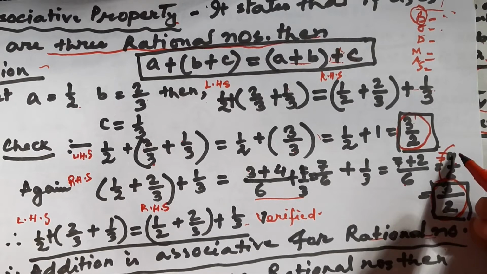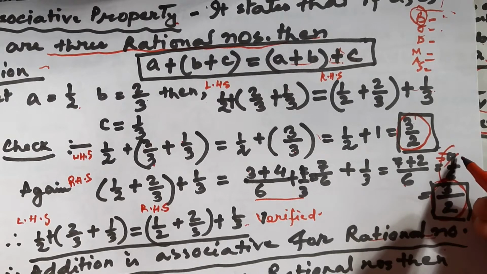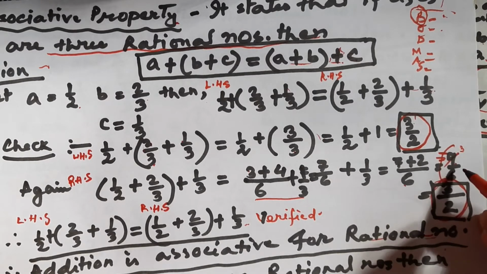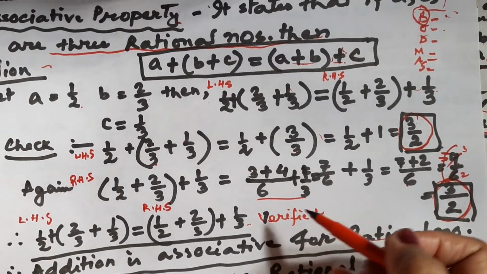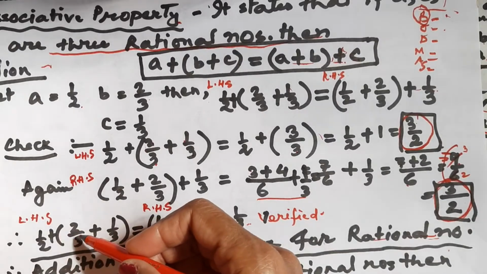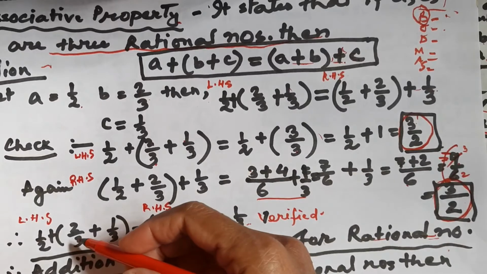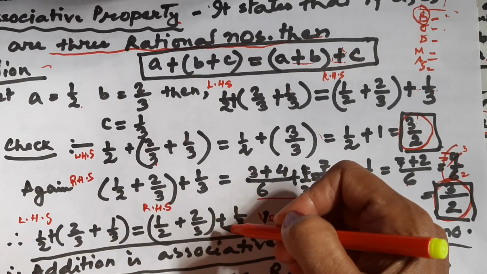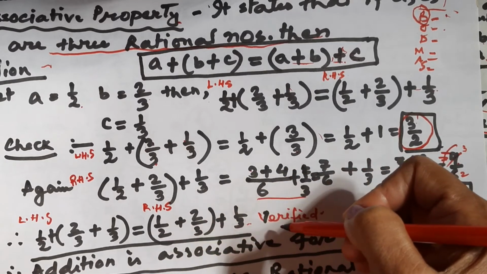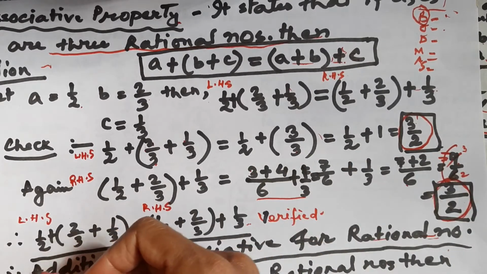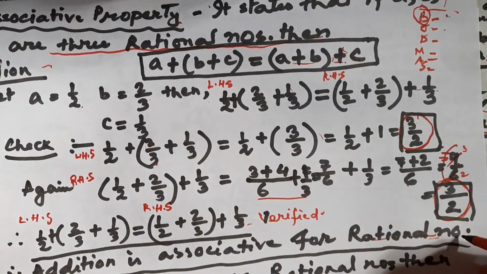So, if we divide by 3, it will be 3 3s are 9 and 3 2s are 6. It will be 3 by 2. Therefore, LHS and RHS have the same value, that is LHS equals RHS. Half plus (2 by 3 plus 1 by 3) equals (half plus 2 by 3) plus 1 by 3, verified. Therefore, we can write that addition is associative for rational numbers.